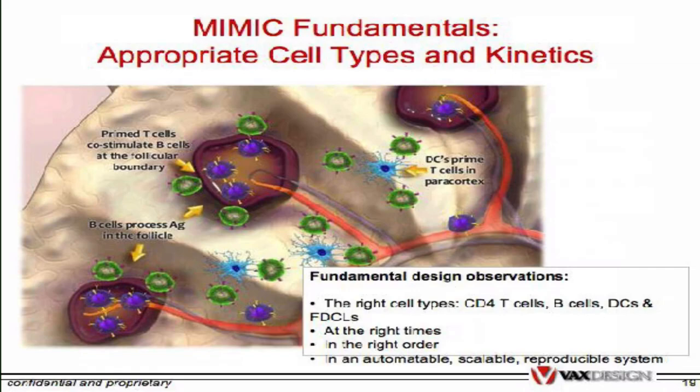It doesn't do well in our system if we take antigen or DCs that have been pulsed with antigen and just plop them in with the lymphocytes. There is a particular order, a particular timing that occurs in vivo, and we have tried to recapitulate that, and I'll show you some data that supports this in just a moment. So at the right time, in the right order, and in a system that's automatable and reproducible is always key.